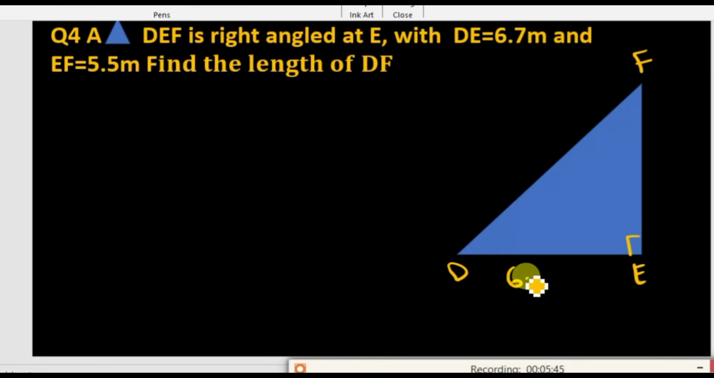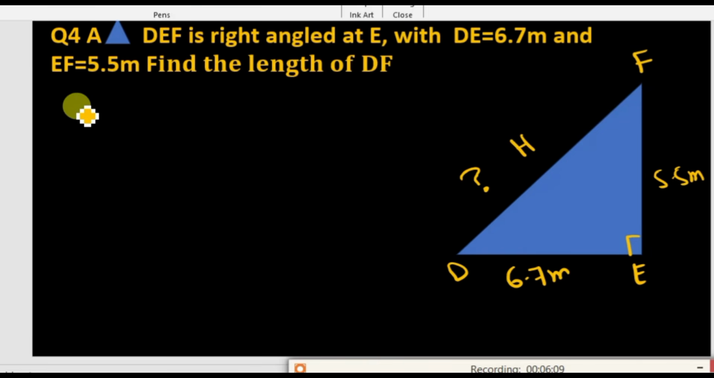The value is 6.7 meters, same as the previous one. And EF is equal to 5.5 meters. Find the length of DF. Call the angle opposite 90 degrees the hypotenuse, the longest side of the triangle.